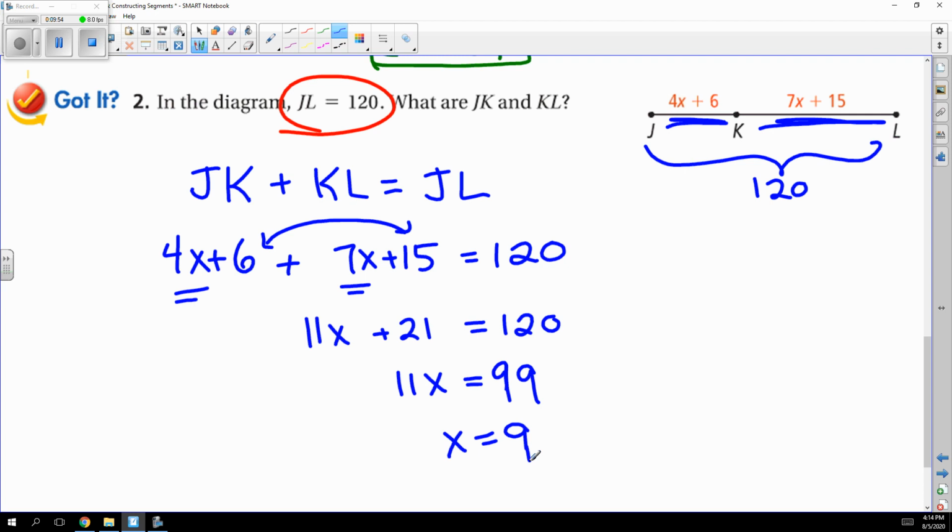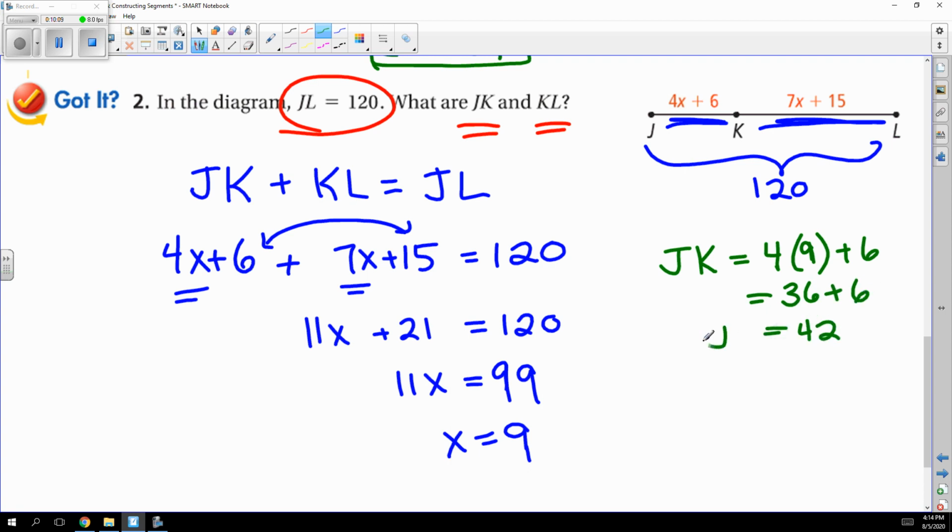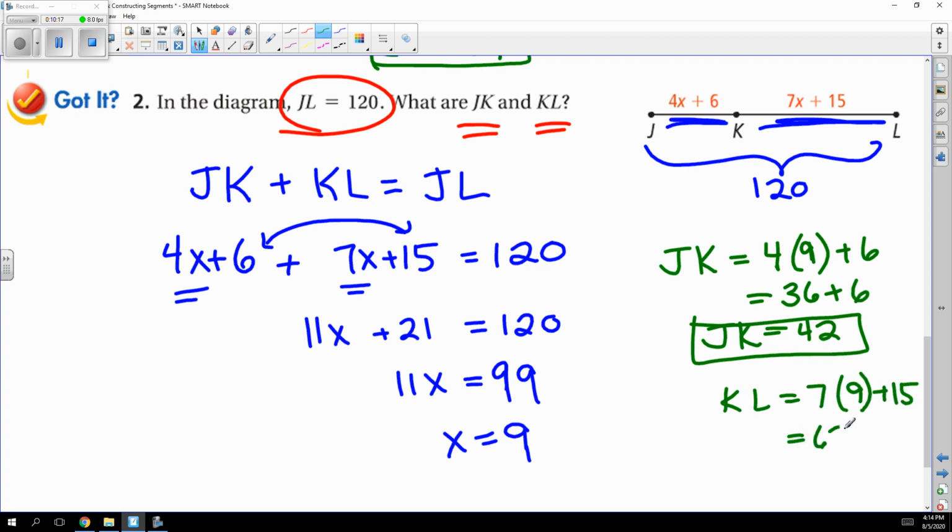Not really done. Remember, we were supposed to find JK, and we were supposed to find KL. So JK is equal to 4 times 9 plus 6. So that's going to be 36 plus 6, which is 42. We found the length of JK, and KL is going to be 7 times 9 plus 15, which is 63 plus 15, which is going to be 78.